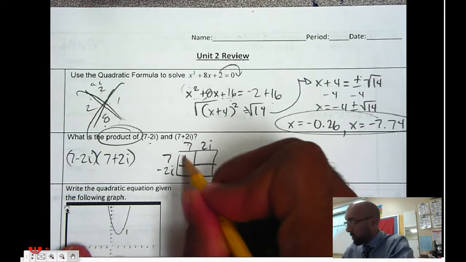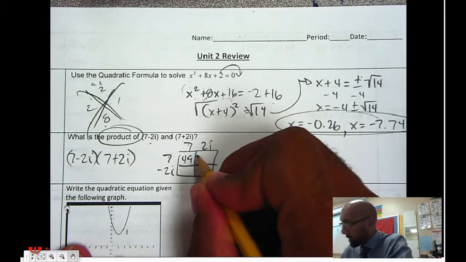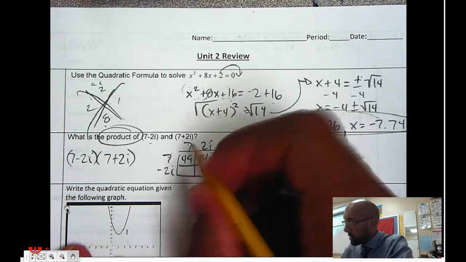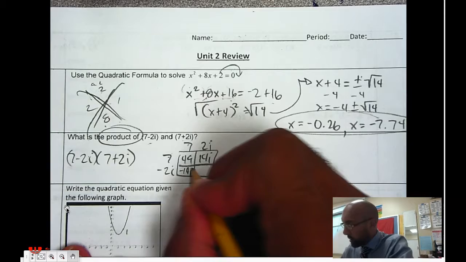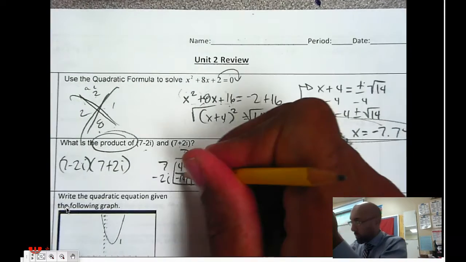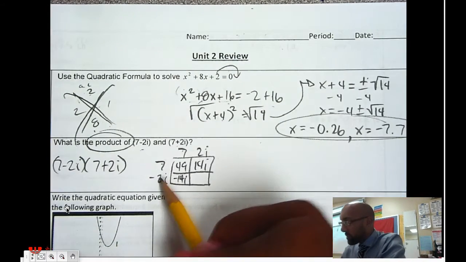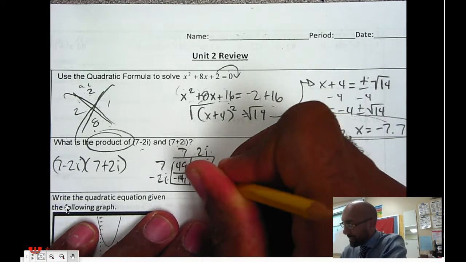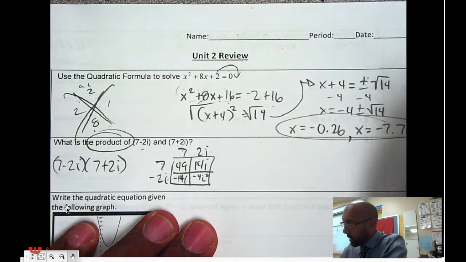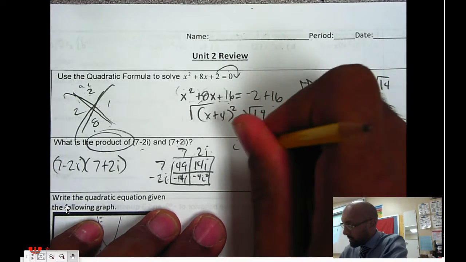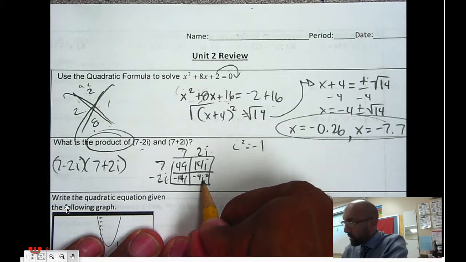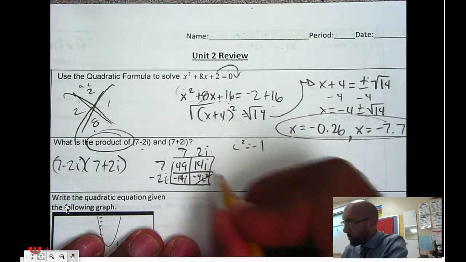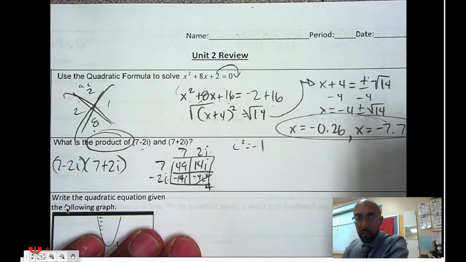So 7 times 7, 49. 7 times 2i, 14i. Negative 2i times 7 is negative 14i. Sorry if it's a little small, that's a 14 there. Okay, then negative 2 times 2 is negative 4. i times i is i squared. Okay, but remember i squared is equal to negative 1. So really, this is negative 4 times negative 1, which becomes 4. Okay, so there's a 4 there.